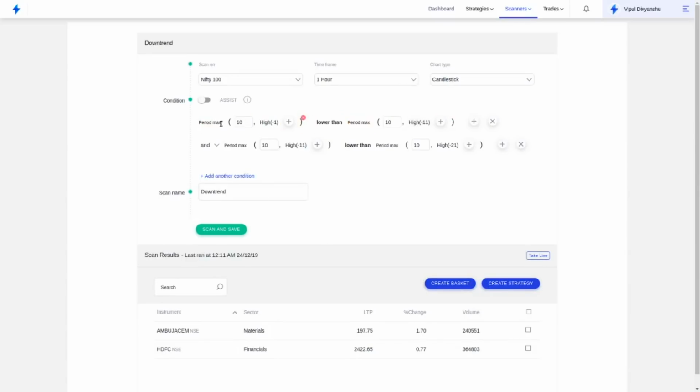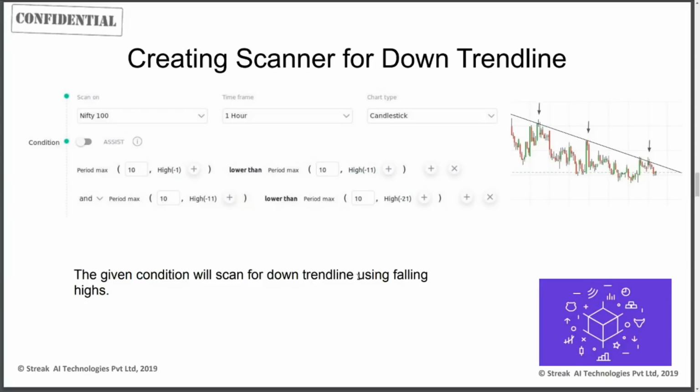I have just set period max of 10 candles should be higher for the high price. So basically I'm identifying the highest value of high in the last 10 candles. That should be lower than the highest high value of the previous 10 candles. Understand that clearly: the highest high of the current 10 candles, the latest 10 candles, should be lower than the highest high of the previous 10 candles, indicating falling highs, correct?